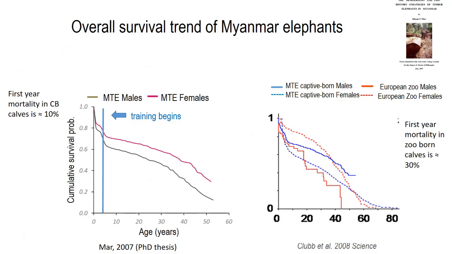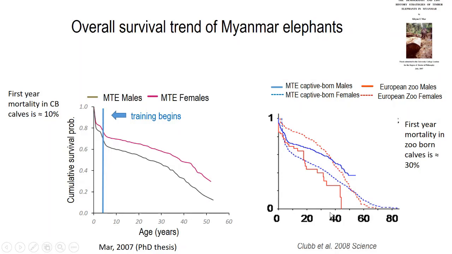So we compare the Studbook data with the Studbook data for European zoos, and we notice this first year mortality, which we thought was very high at 10%, is unequivocally low compared with zoo first year mortality in zoo-born calves. They are at that time at 30% first year mortality. And then if you see, no European zoo males survive after age 45 or 46. Our bulls are still living until age 50.